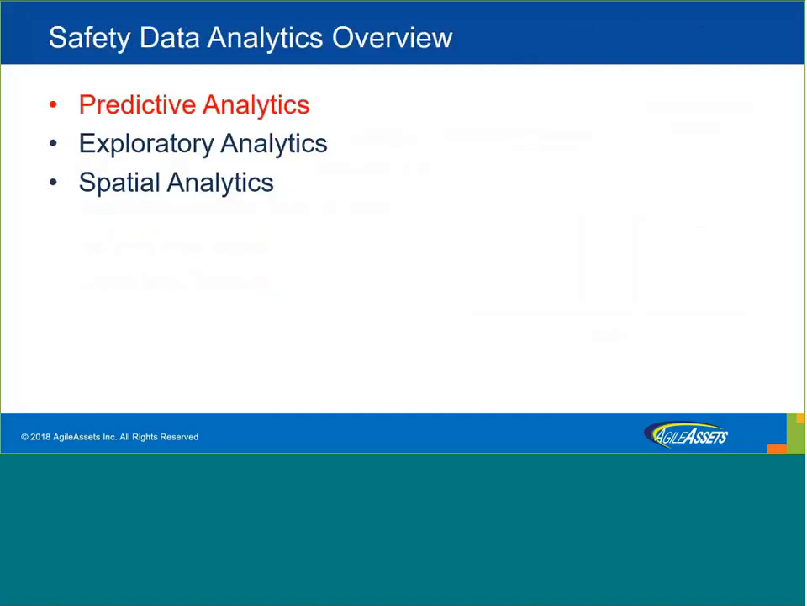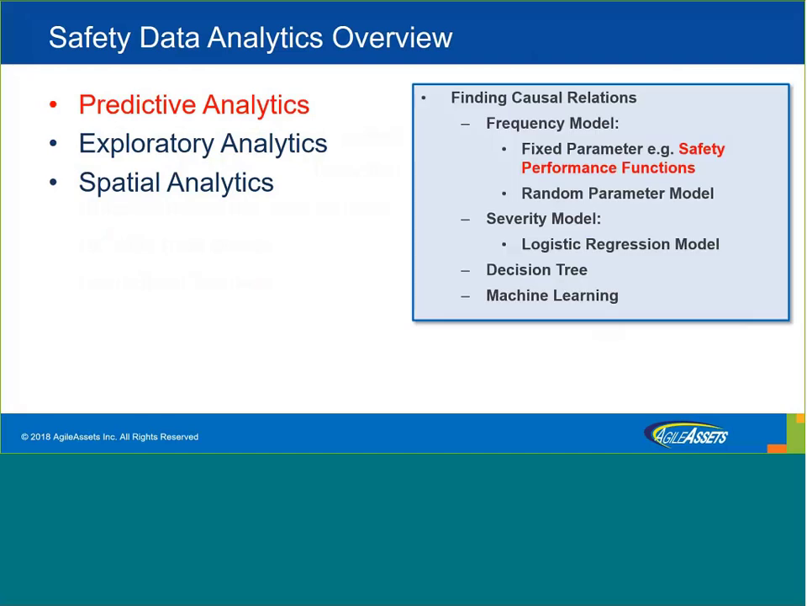Now, I'd like to give you a quick overview of the safety analytics that we have in our safety analyst tool. The first thing we have is the predictive analytics. The predictive analytics is used to find out the causal relationship of response variables to any other interaction variables and the predictor variables. And if you think about this predictive analytics, we actually have a frequency model, a severity model, decision tree, and machine learning techniques.